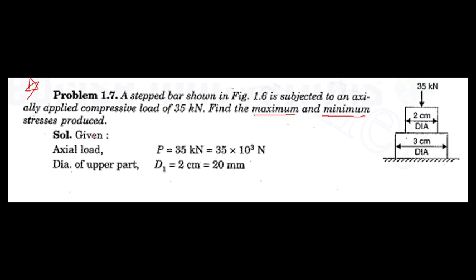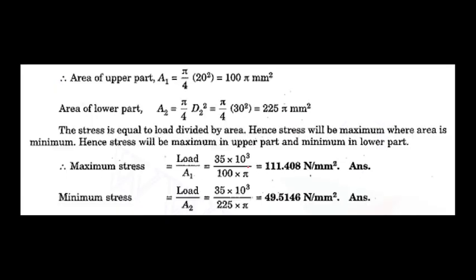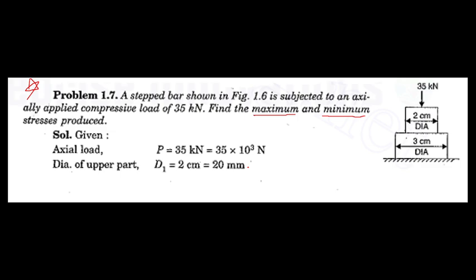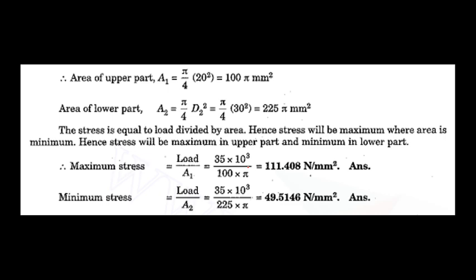Diameter of the first upper part is 20 mm. Second part is 30 mm. Okay, it is given in centimeter, I converted it to mm. So area of upper part is pi by 4 d square, that is 100 pi. Area of lower part, the second part, is 225 pi. Put the value of pi and you will get the value. So maximum stress and minimum stress.